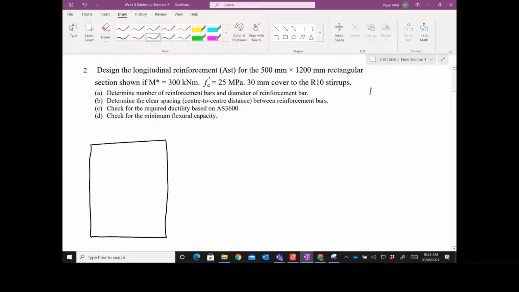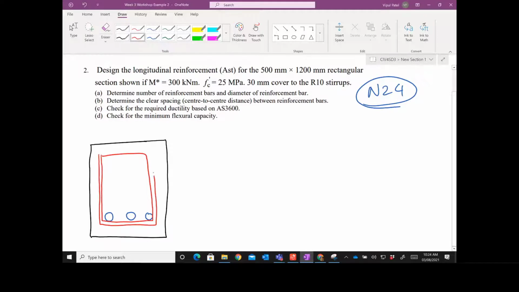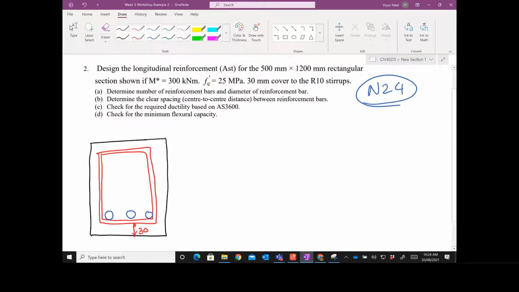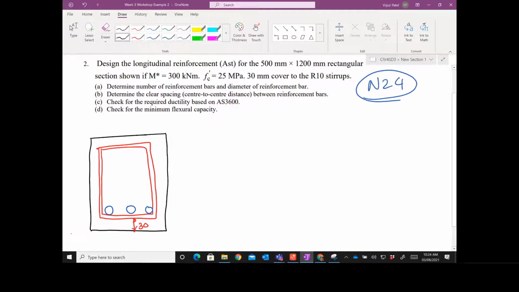N24 bar again. How about we go N24 bar again? So these are the assumptions. We will take N24 bars. We don't know how many of them. We just randomly put 30 cover, R10 stirrup. So that's good. We have these stirrups, R10, 30 cover. So I think the first step is always small d, which is 1200 depth.